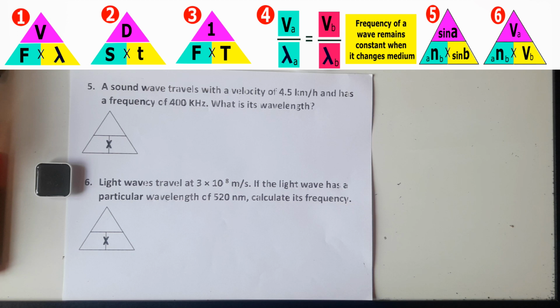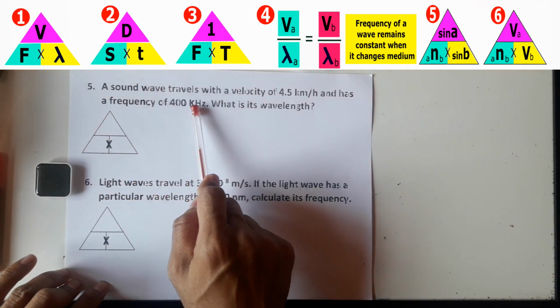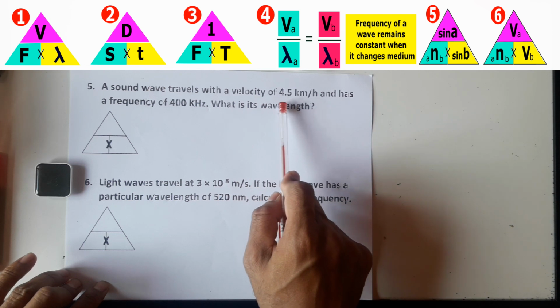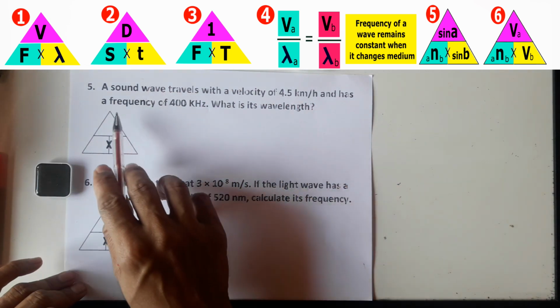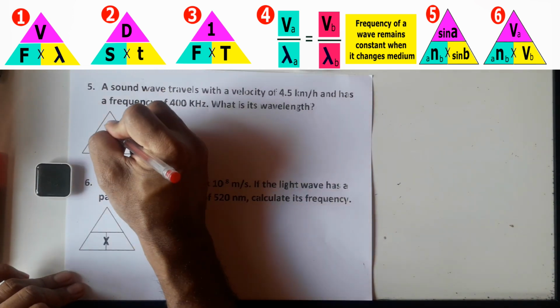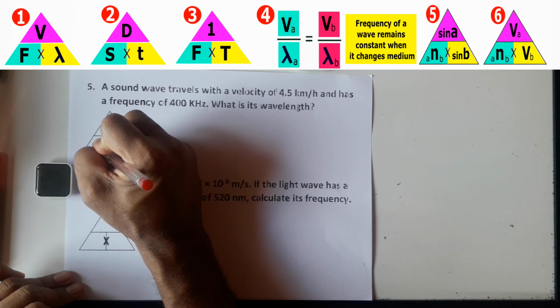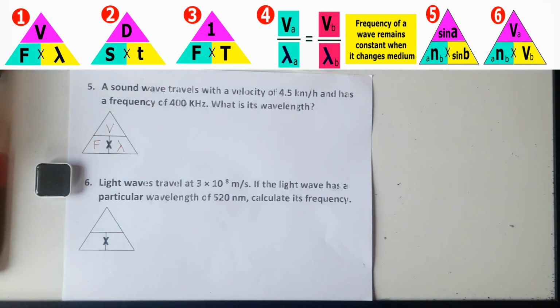All right, so here we have a sound wave which travels at a velocity of 4.5 kilometers per hour and has a frequency of 400 kilohertz. This is Formula 1 again. Velocity is frequency multiplied by wavelength. But there are a few tricks in this question.